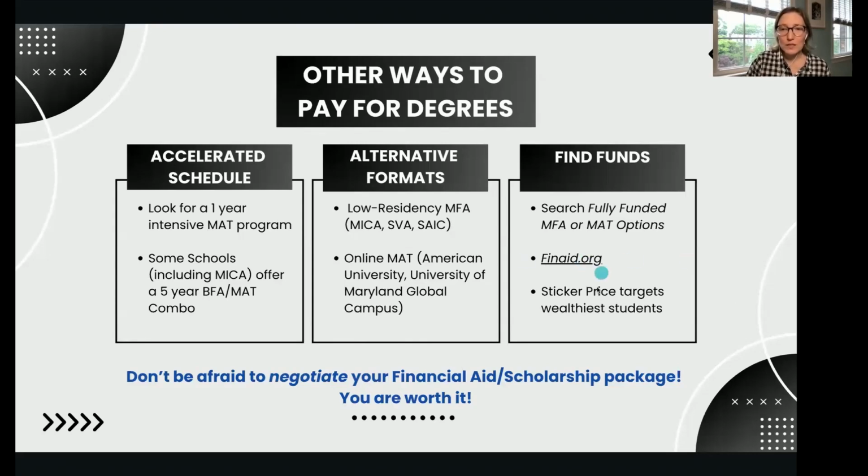And then the last thing I want to say about finding funds, the sticker price, that's like how much your school states is the tuition, targets the wealthiest students. So there are going to be people who can just pay their tuition, no questions asked. But if that's not you, don't be afraid to negotiate your financial aid or scholarship package with them. That is an option that they don't advertise for obvious reasons. I've had transfer students at MC get a couple $1,000s knocked off of their tuition just by asking.